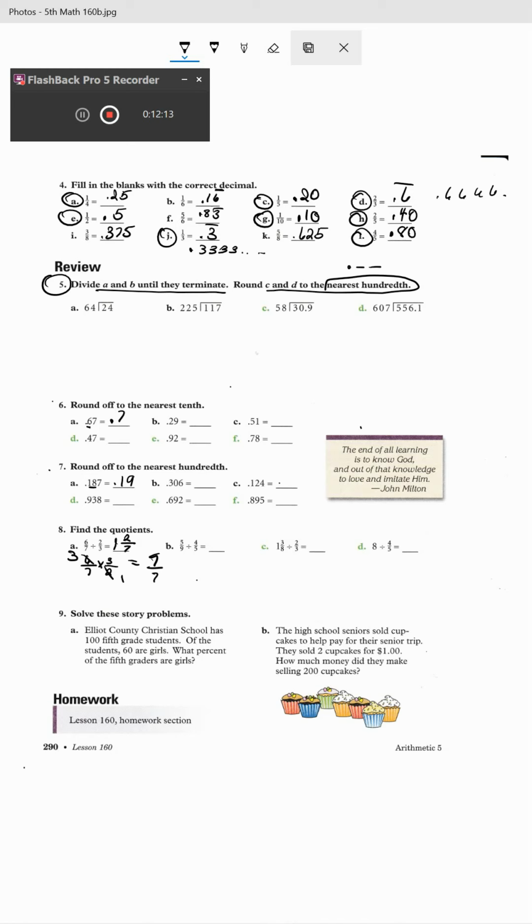Elliott County Christian School has 100 fifth grade students. Of the students, 60 are girls. What percent of the 5th graders are girls? So the first thing I can think of is a fraction. 60 out of the 100 students are girls, right? And I can see right now, I can get rid of each one of those. Make sure you do this with me. 6/10 reduces to 3/5.